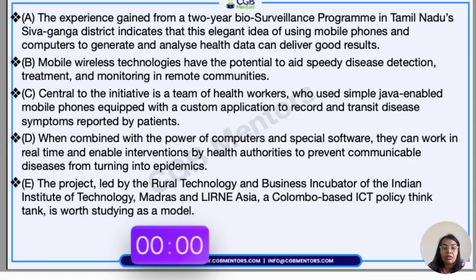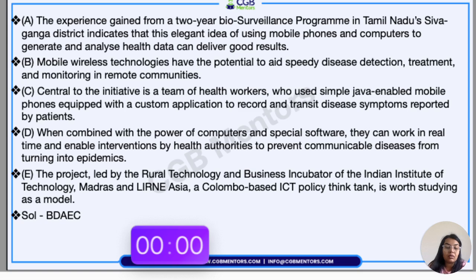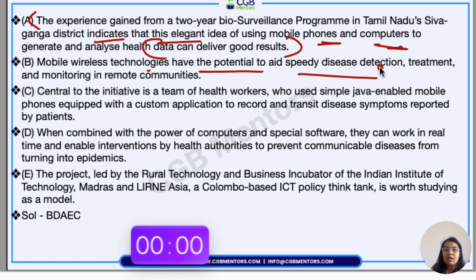Okay, so here the answer is BDAEC. The experience gained from a 2-year biosurveillance program in Tamil Nadu district indicates that this elegant idea of using mobile phones and computers to generate and analyze health data can deliver good results. Mobile wireless technology have the potential to aid speedy detection and all.